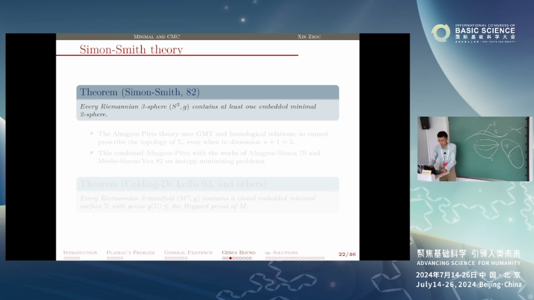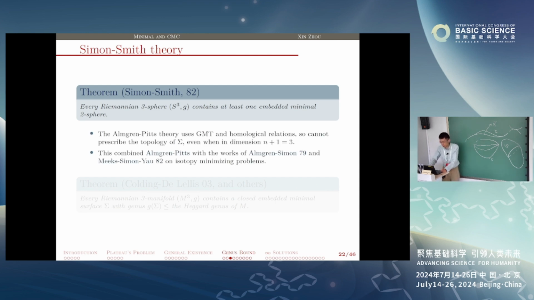What's the difference between Almgren-Pitts and Simon-Smith? Almgren-Pitts theory uses heavily GMT, geometric measure theory, and the relations between surfaces are homological. If you think of surfaces which are equivalent in the homological sense, the surfaces can have different topology. So you wouldn't expect to get a solution with fixed topology, even in dimension 3. You have to restrict your variational space.